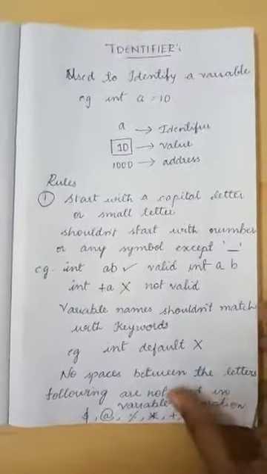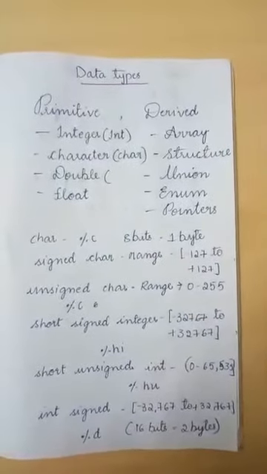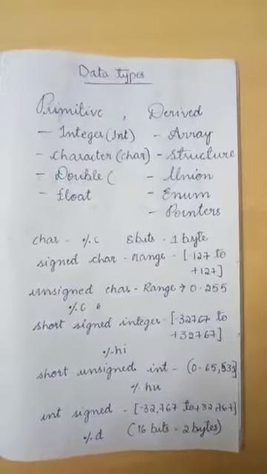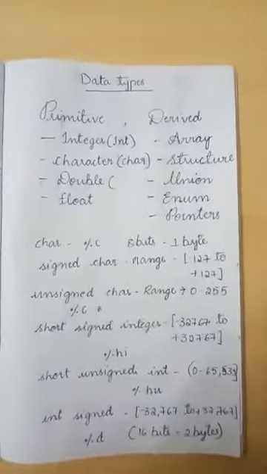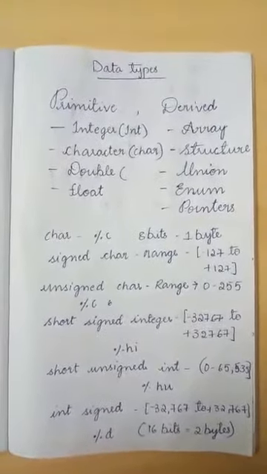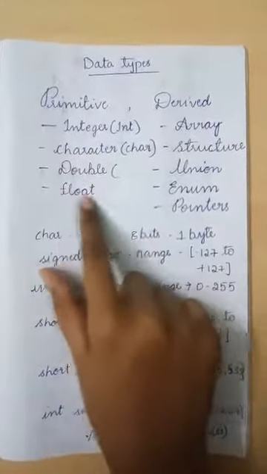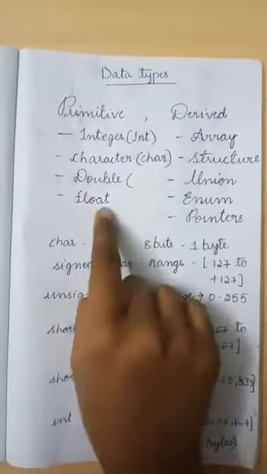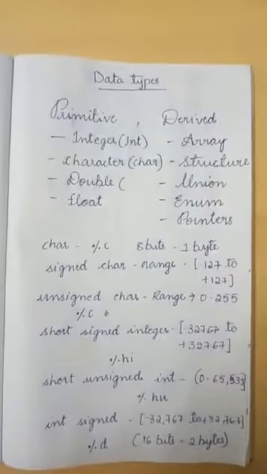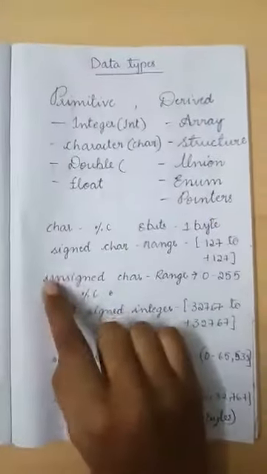Next, we'll see the data types. There are two types of data types in the C language: primitive data types and derived data types. In this video we'll learn about the primitive data types. In the primitive data types we have four different types: integer, character, double, and float. We have many other primitive data types, but for now we'll discuss these.